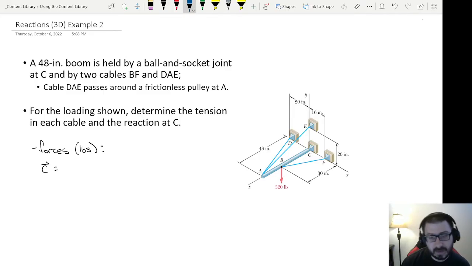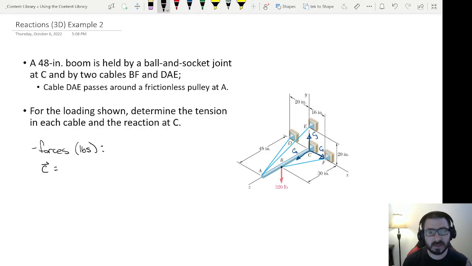Now, for the sake of this problem, remember, when you're solving for reactions, you need to assume a direction. We have a reaction in 3D, so I'm going to assume a direction, basically positive along each of the axes. So we'll call this CX, CY, CZ. Each of those is an independent unknown that we're going to have to solve for.